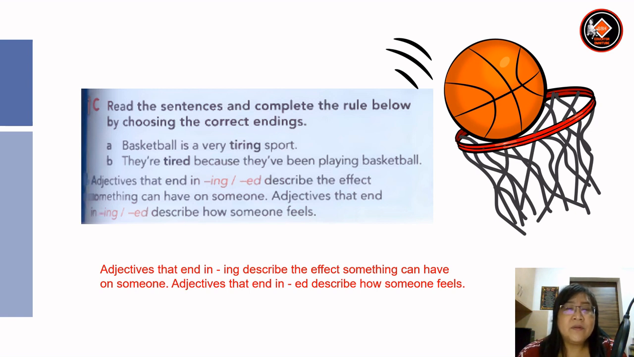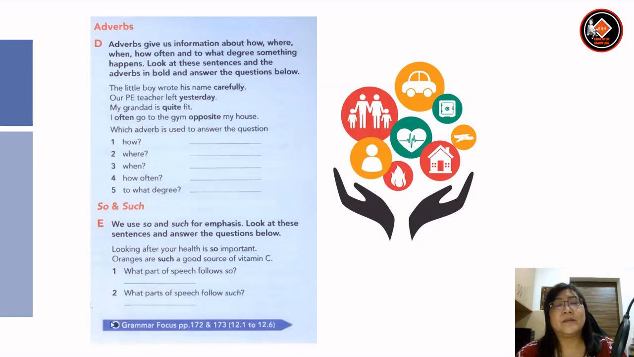So here you have tiring. So this is the effect something can have on someone. But tired describes how someone feels. Now let's move on to the next grammar item. It is adverbs. Adverbs give us information about how, where, when, how often, and to what degree something happens.